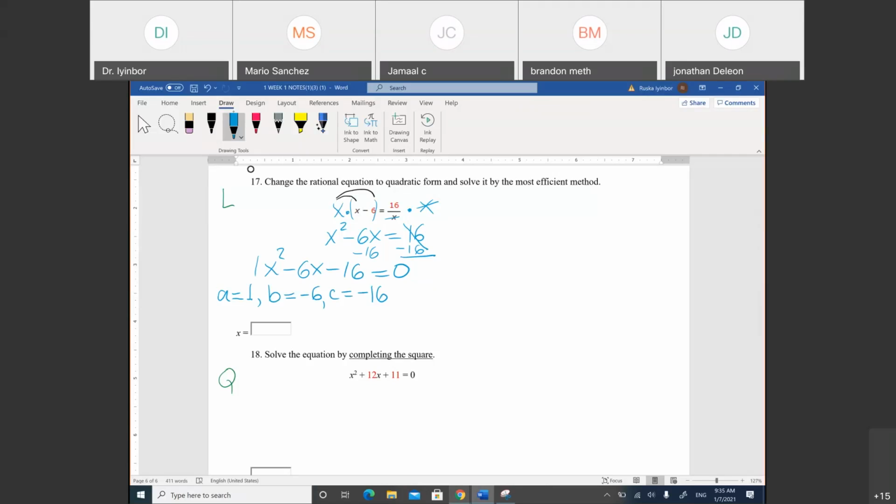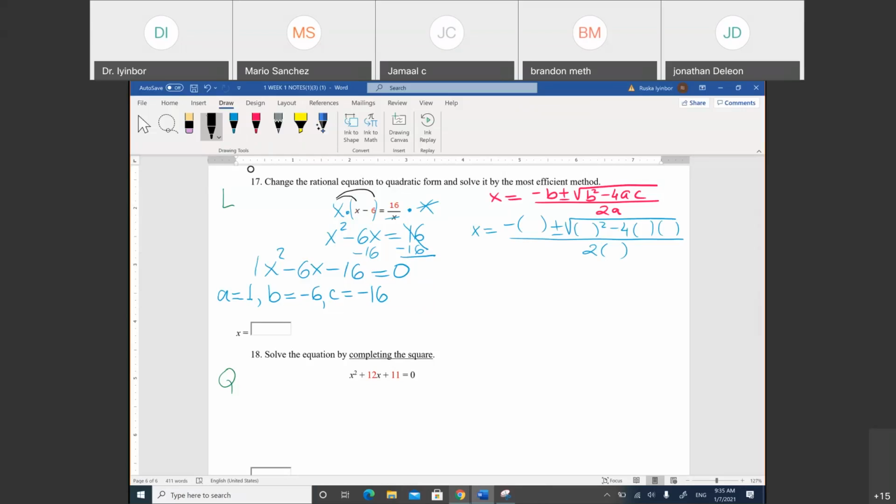Then I have to follow the quadratic formula. And I'm going to rewrite the formula here. x equals negative b plus or minus the square root of b squared minus 4ac, everything over 2a. So this is the formula, and I'm going to rewrite this with parentheses. And then I'm going to plug it in.